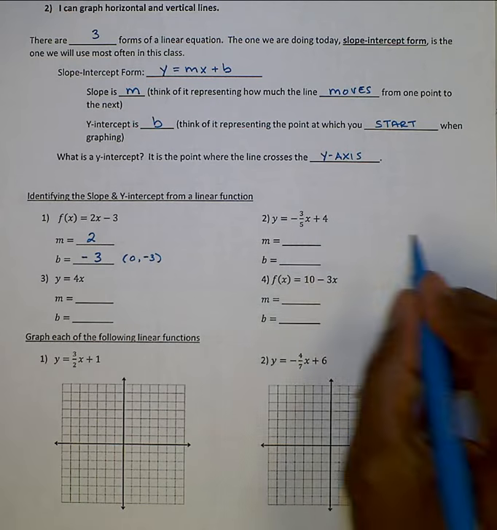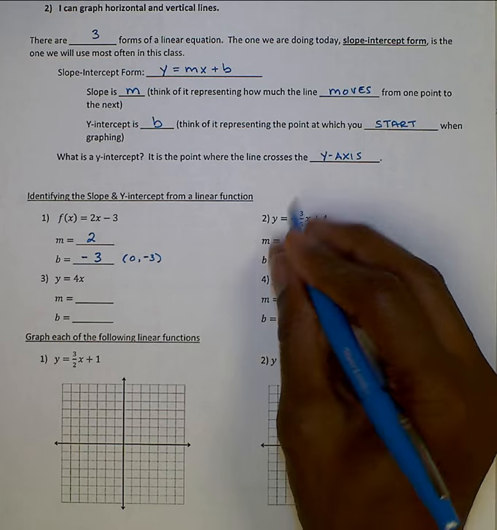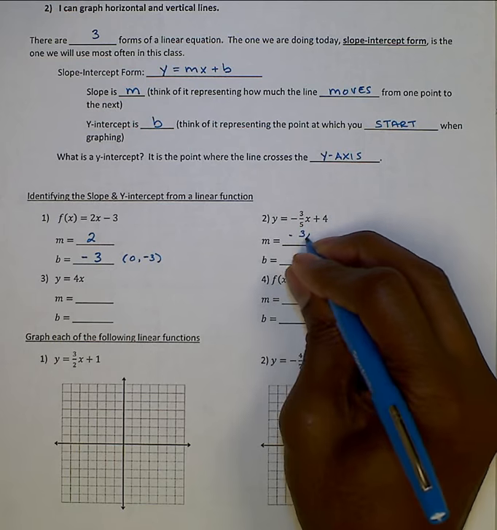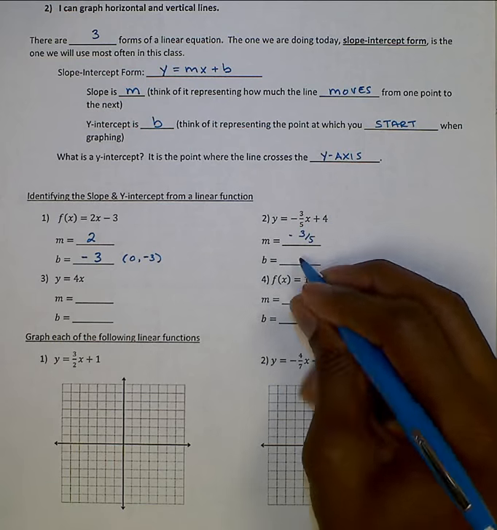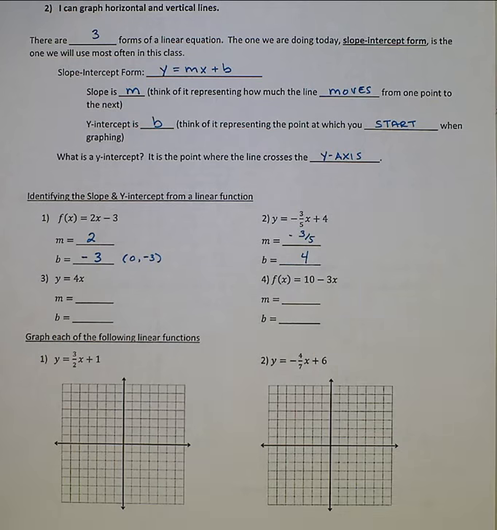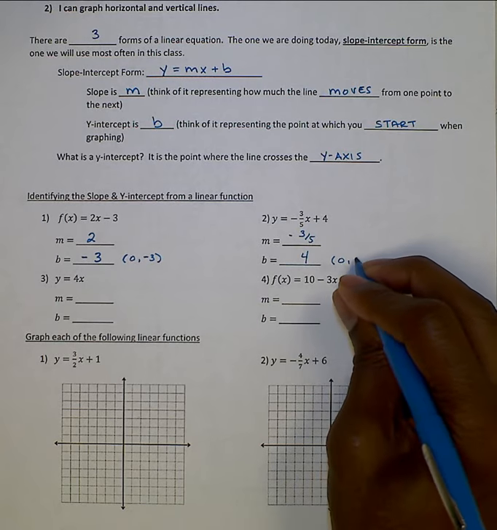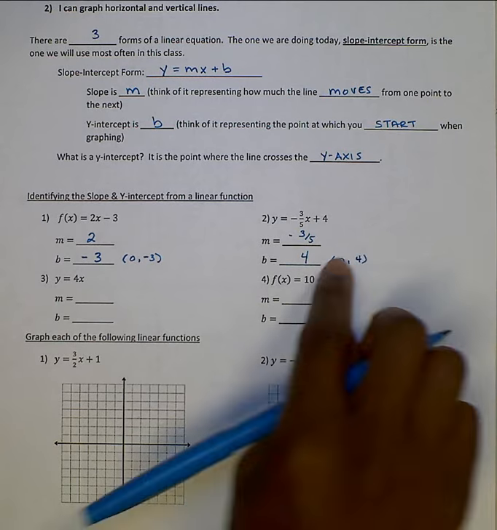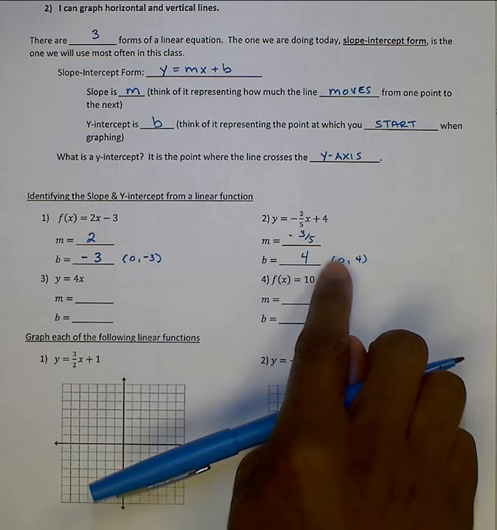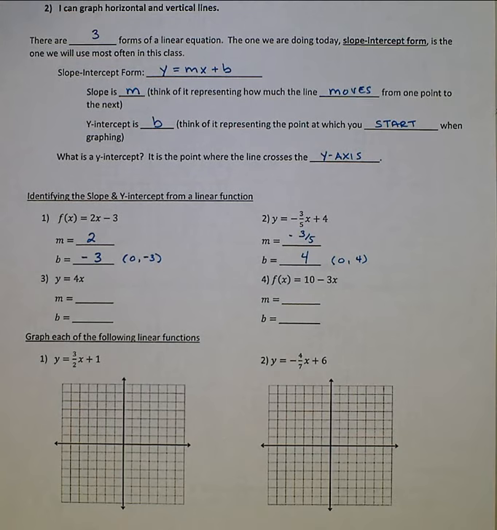Okay, number 2, our slope in front of x, -3/5. Our y-intercept, 4. And that point will be at 0, 4. Notice that our x is always going to be 0 for our y-intercept, our x-coordinate. All right, number 3 is a little bit tricky because it just makes sure that you know slope-intercept form a little bit.